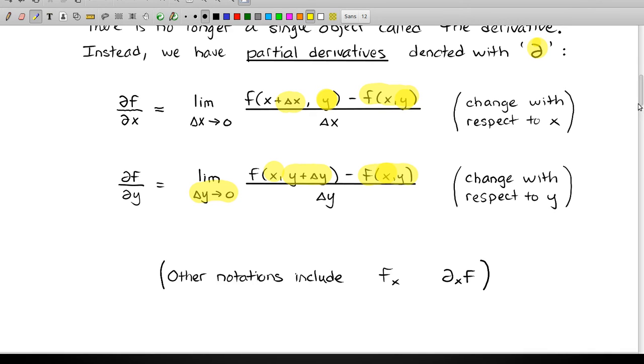So that's really it. That's the limit definition, the fundamental definition of this new object called the partial derivatives. And it's really exactly the same as it was in Calculus 1. The only catch is that you treat any variable that is not the one being considered as a constant.